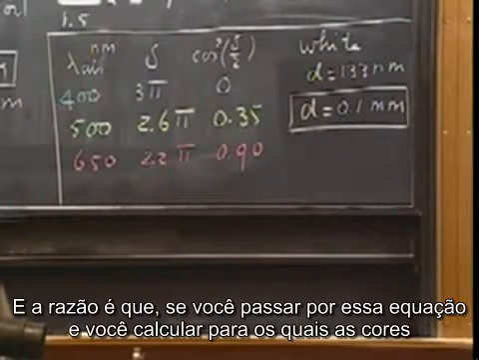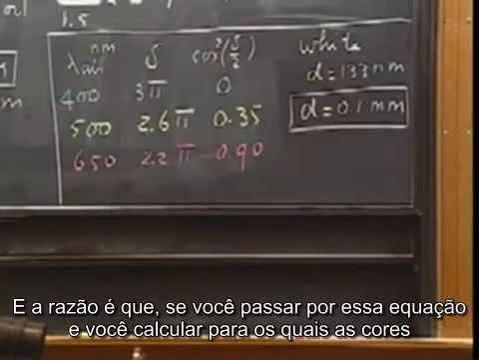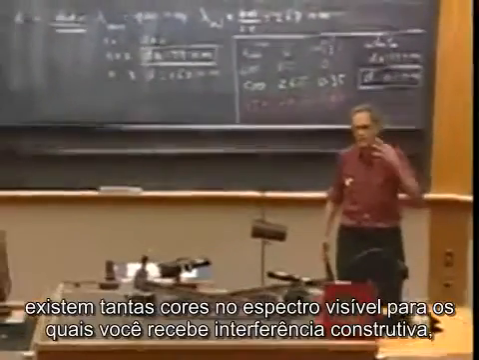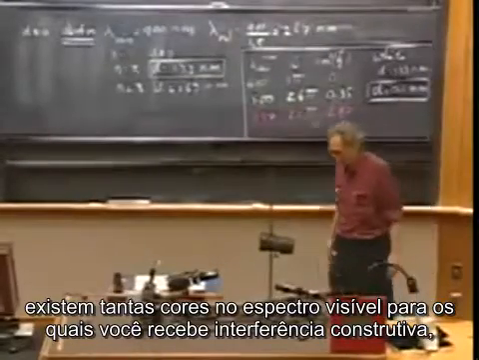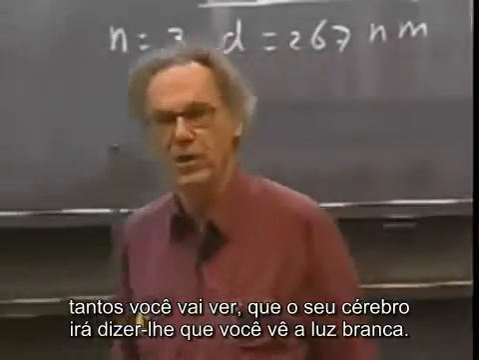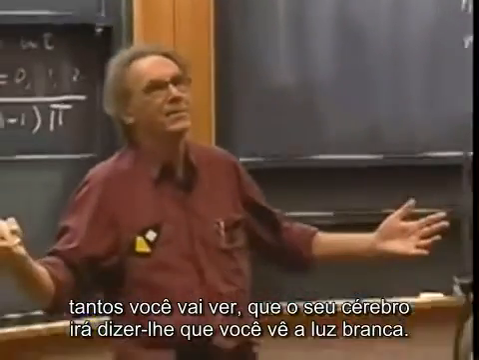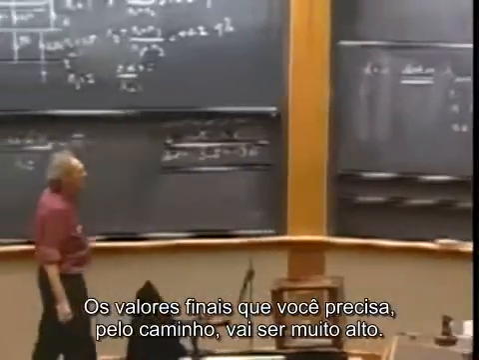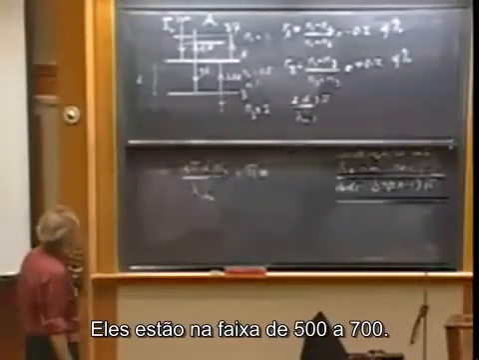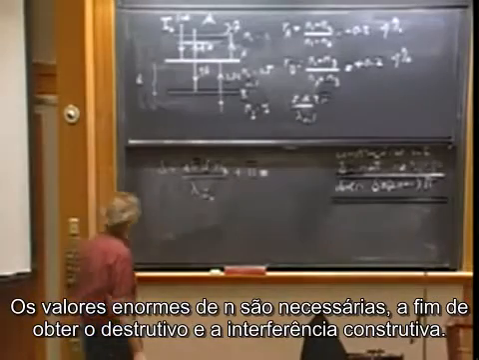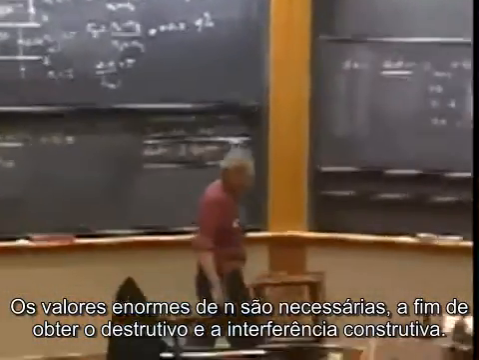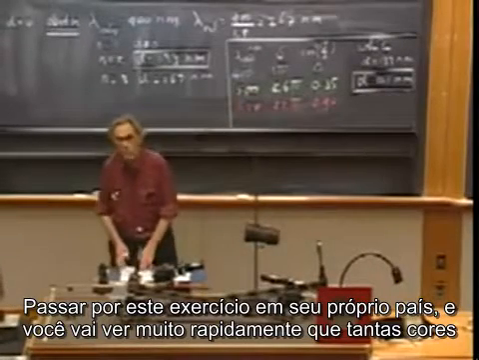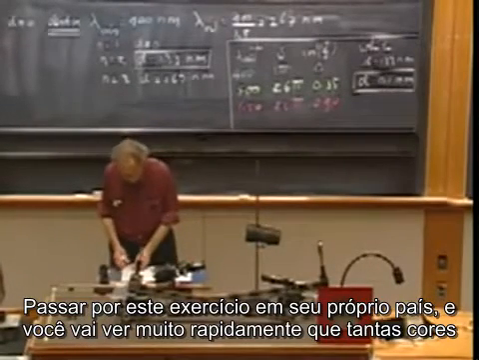And the reason is that if you go to this equation and you calculate for which colors you will see constructive and destructive interference, there are so many colors in the visible spectrum for which you get constructive interference, so many, that your brain will tell you to see white light. There is not one color that dominates. The n values that you will need, by the way, are going to be very high. They're in the range 500 to 700. Huge values of n are necessary in order to get the destructive and the constructive interference. Go through this exercise on your own, and you will see very quickly that so many colors constructively interfere that the film will look white.